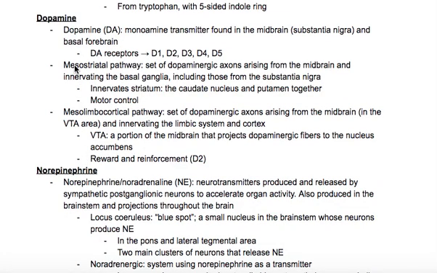They're implicated in the mesostriatal pathway a lot, which is a set of dopaminergic axons arising from the midbrain and innervating the basal ganglia, including those from the substantia nigra. That's why they're very important. They mostly innervate the striatum, which is the caudate nucleus and the putamen together, part of the basal ganglia, and they're implicated a lot in motor control.